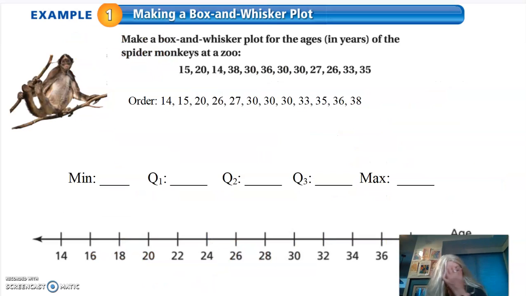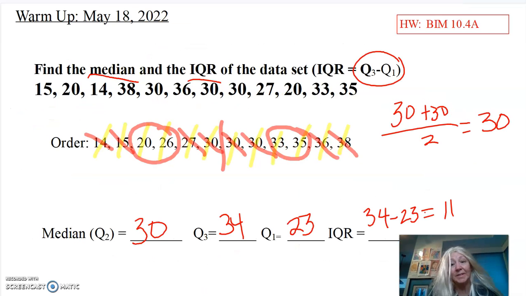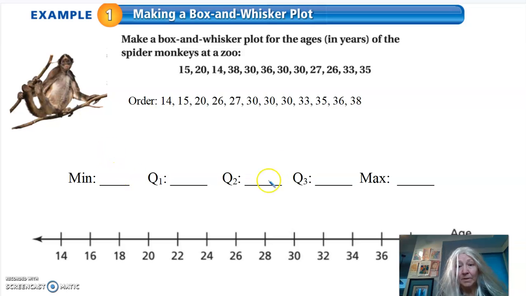Okay, now let's move on to what we did. We made a box and whiskers plot. Oh, sorry, this was the ages of the spider monkeys, not the weight. That would be pretty heavy monkeys. I'm going to go back to the warm-up. You can see that this is the same data set, and I have my median, my Q3, and my Q1 already done. My median was 30, my Q3 was 34, and this one was 23.